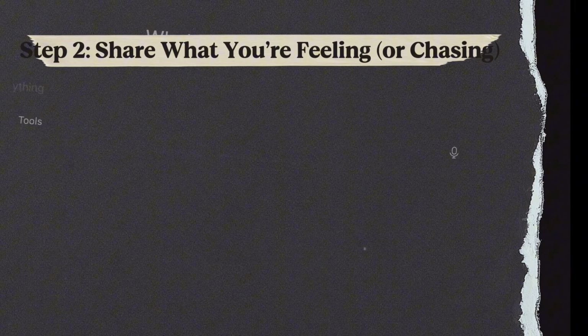Step 2. Share what you're feeling or chasing. Now that Chat knows what kind of content you make, let it know what you're in the mood for. Are you feeling stuck in a rut? Looking to go viral? Want to try something more emotional or maybe a risky new style? You don't have to be super specific.